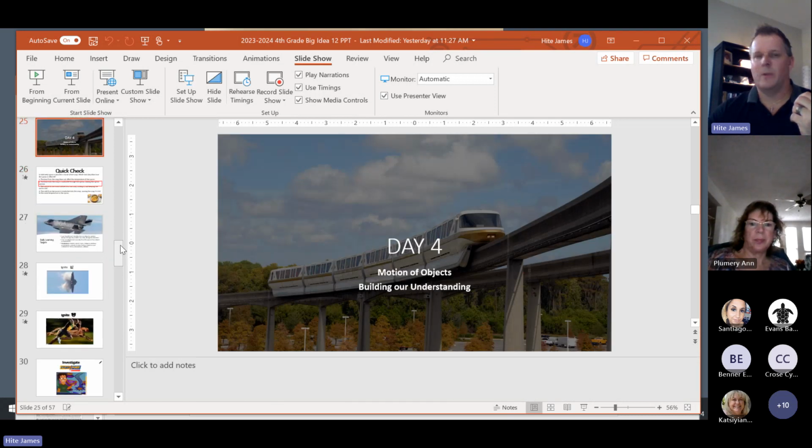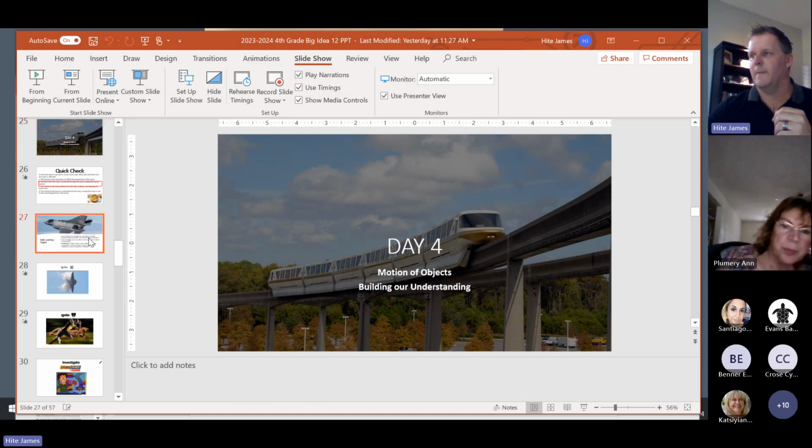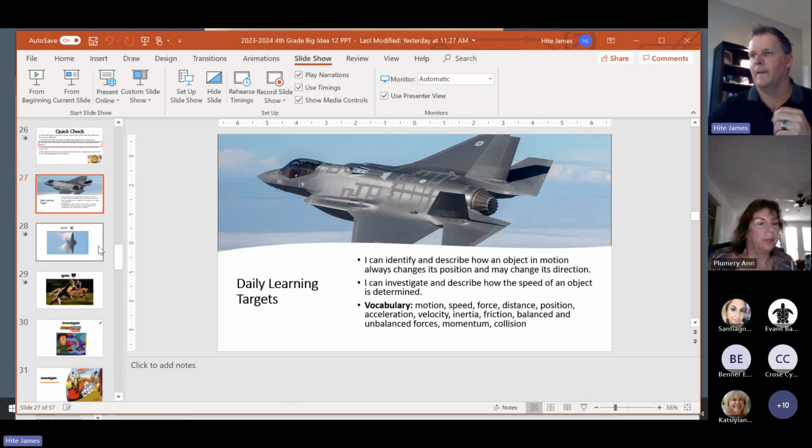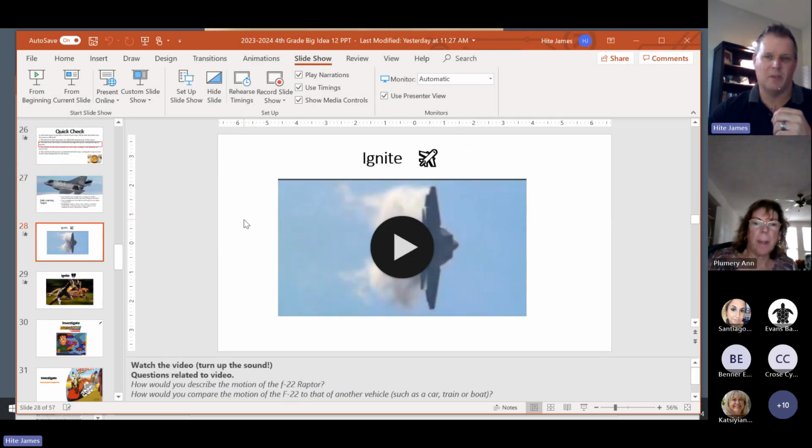And then we have a content day. So on day 4, they're going to build their understanding a little bit more there. Very cool. Make sure you turn your speakers up. So this is an F-22 Raptor. They're going to watch this video. It's just this Raptor flying. Have them write their thoughts down, capture the thoughts in their science notebook.